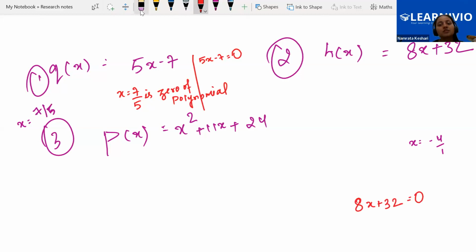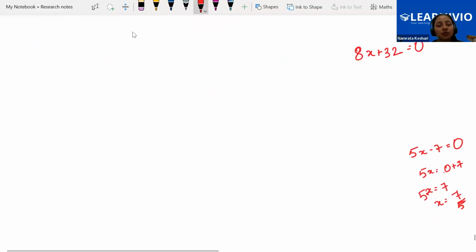The process says whatever polynomial you are having, equate it to 0 by yourself, and then forget about everything and completely focus on solving this equation. Solving this equation means focus on finding the x value. Whatever x value you get from here, that x value is called the 0 of the polynomial.